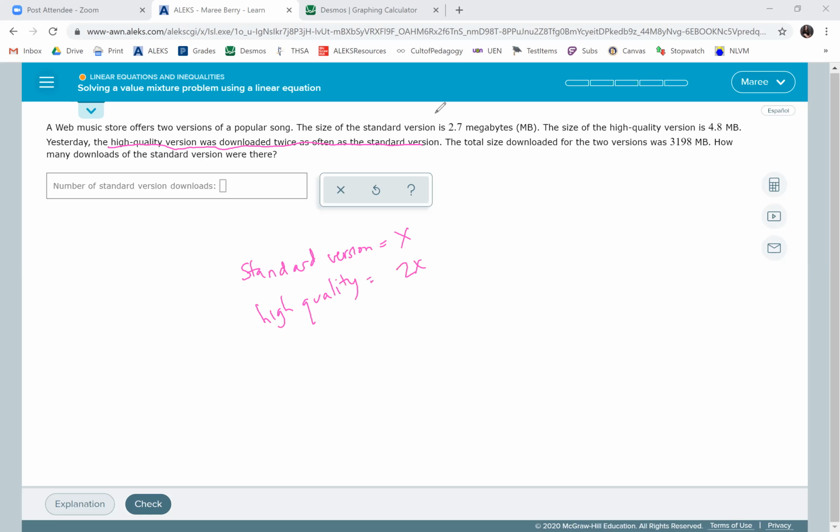Then we take the size. The standard is 2.7, and then we're going to add it to the other one, 4.8 times how many we have. And that has to equal the total that was downloaded, 3198. So we need 4.8 times 2, which is 9.6x, plus 2.7x equals 3198.